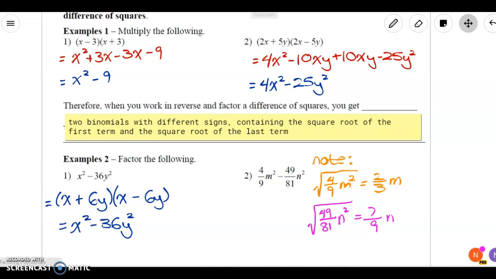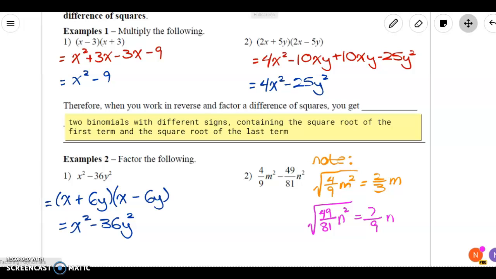A quick reminder of how to take a square root of these because they're a little more complicated. If we have something like 4 over 9 m squared and we're taking the square root of that term, we're taking the square root of everything, both the number and the variable it's being multiplied by. So the square root of 4 is 2, the square root of 9 is 3, so we get 2 over 3. The square root of m squared is just m. Similarly, for our second term, you should have 7 over 9 times n.